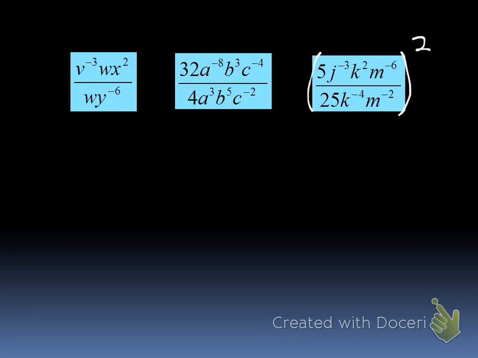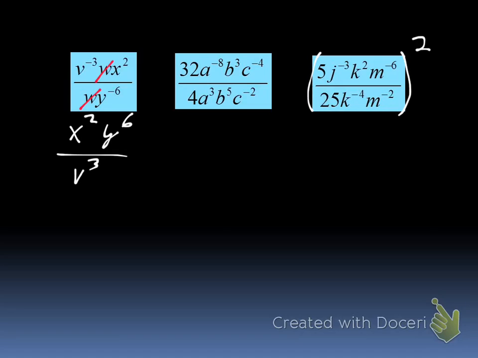The first one, the w's do what? Cancel. What else? What else do you have to do then? Dalton. I put the V, the -3 below. Okay. And? I put the Y and the -6 above. Good. Anything else? No. Nope. That's it. W's cancel. X squared stays where it is. V's move down. Y's move up. Make them positive. Okay. That's number 1.